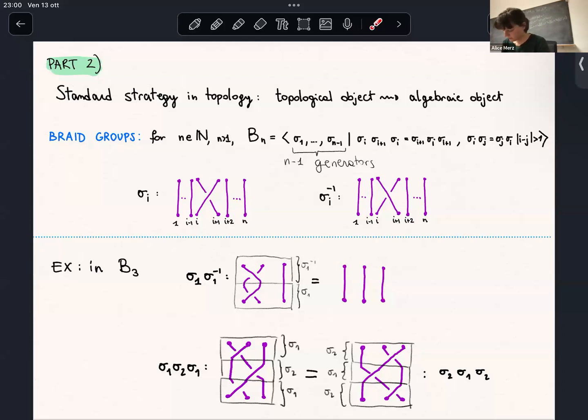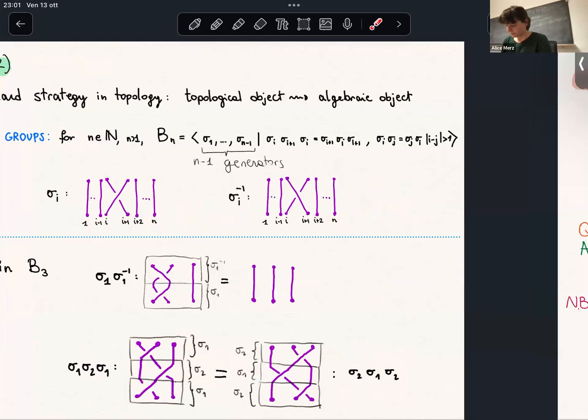And here I do one of the group relations. So let's see, sigma 1, sigma 2, sigma 1. I just stack them over each other. And here, if we slide this strand on the right, it has to pass below this strand and over this other one and appear on the right like this. I can do that. And here I obtain another braid that is sigma 2, sigma 1, sigma 2. So actually these are the same because I can just move the strands around and obtain the same thing. So this is a group relation.